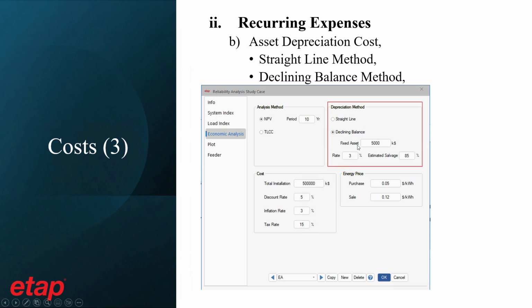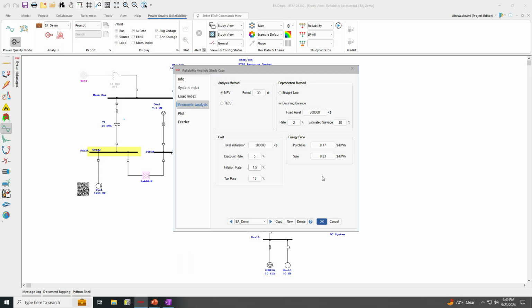And then this rate will be applied over the difference of the fixed asset value and its estimated salvage value on a yearly basis for the declining balance. So we can again move to the ETAP software here to review what we had so far. Here we can see that we can enter the energy purchase price in forms of dollar per kilowatt hour. Then we have the depreciation, which is like a fixed rate for the straight line. And for declining balance, it has more parameters like the value of the fixed asset, the salvage rate, and the rate of depreciation.